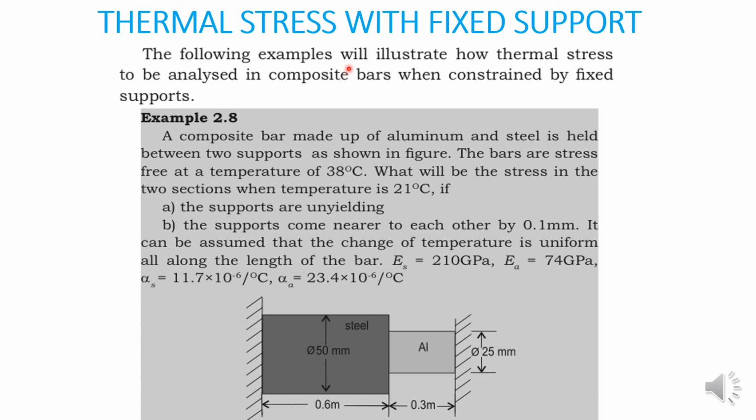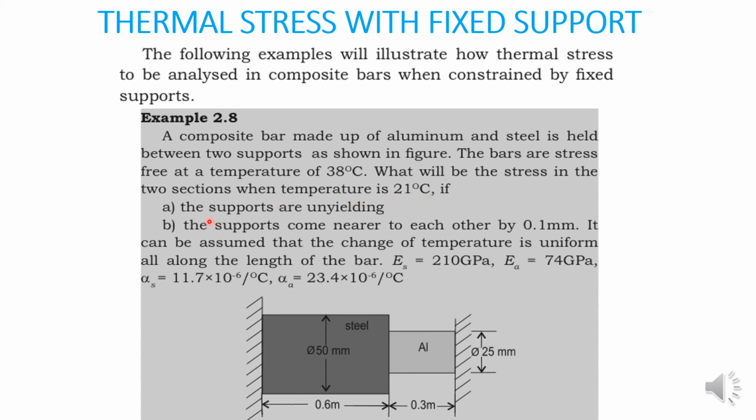Now this is a special case problem, that is thermal stress with fixed support. So let's directly move on to a problem. A composite bar made up of aluminum and steel is held between two supports as shown in the figure. The bars are stress free at a temperature of 38 degrees Celsius. What will be the stress in the two sections when the temperature is 21 degrees Celsius?